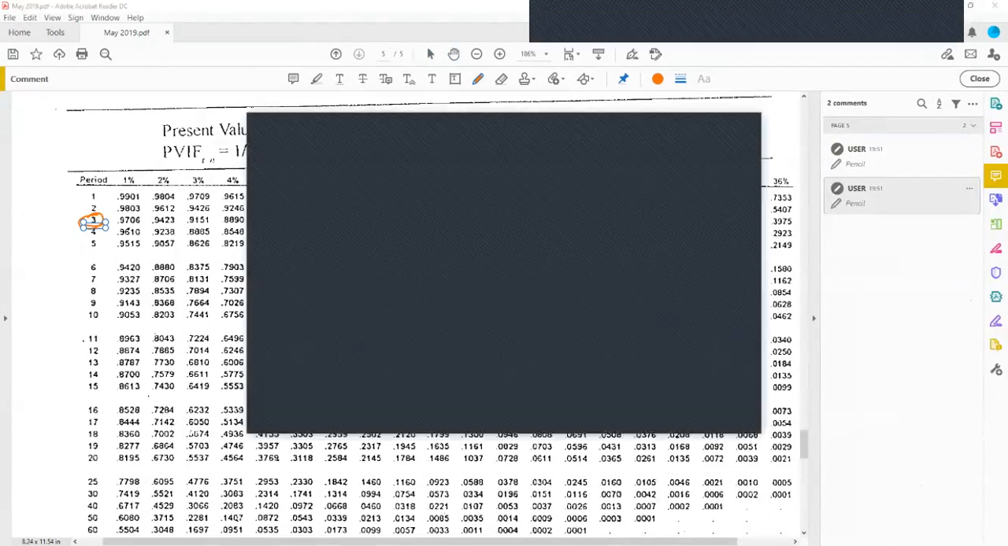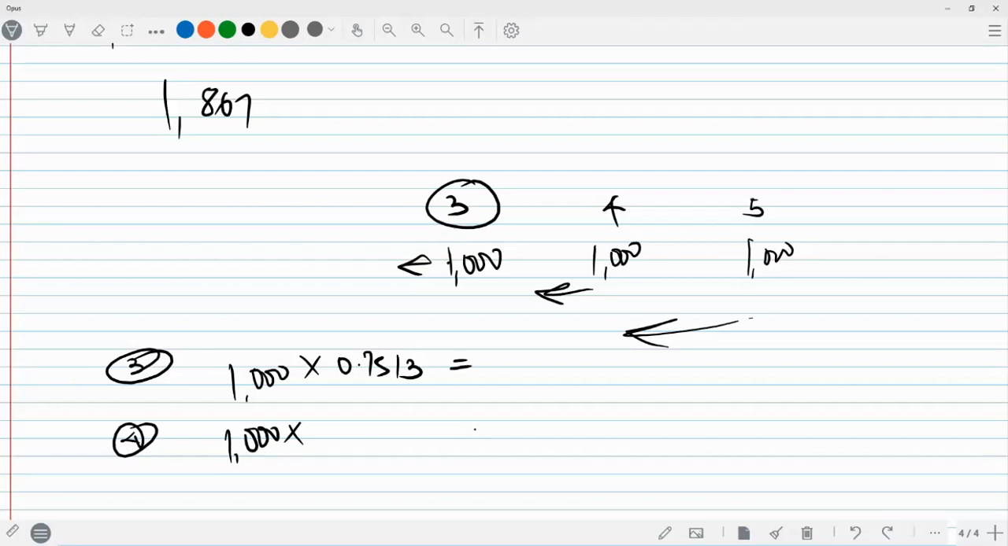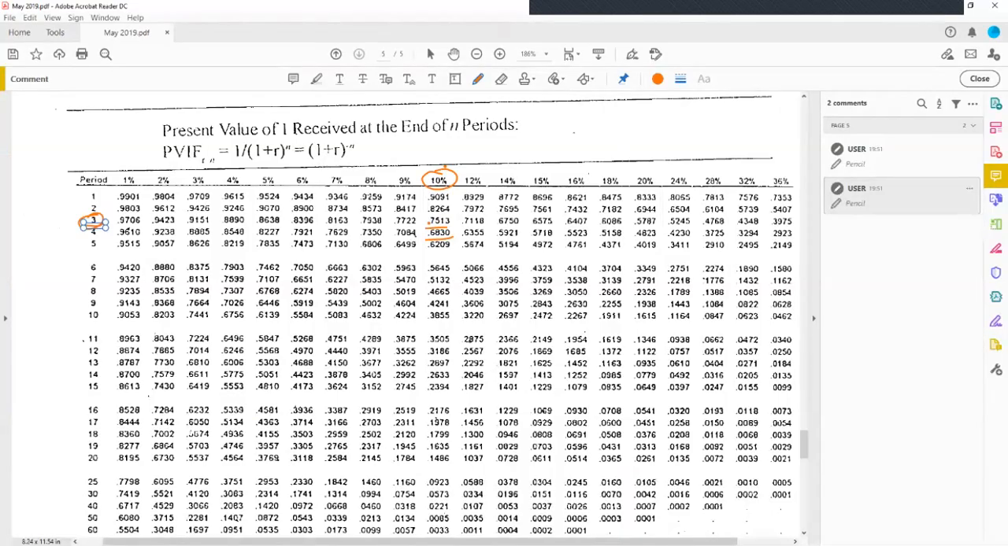My workings here: 1,000 times 0.7513. Okay, that's the year 3 cash flow. To get the present value of the year 4 cash flow, it's 1,000 discounted by the factor for year 4 at 10%. Going back to the table, year 4, 10%, I get 0.6830. So the cash flow times the factor.